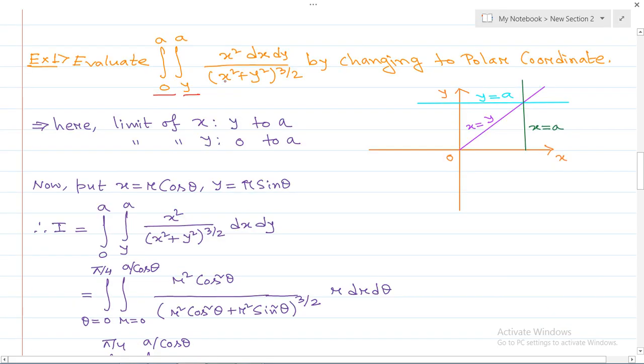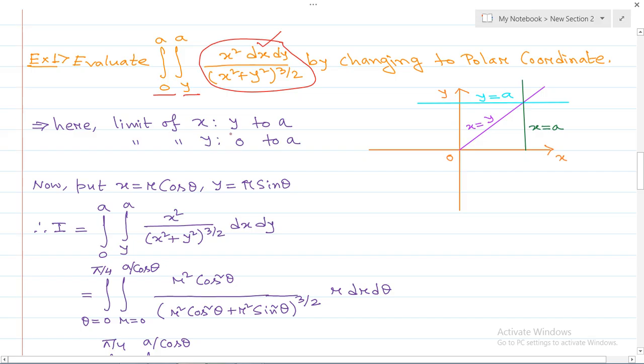Now let us come to the solution part of different types of problems. So first of all, the problem is given as: evaluate the integration from 0 to a, integration from y to a, of x square dx dy upon (x square plus y square) to the power 3 by 2, by changing into the polar coordinate system. Okay, so before we start the problem, first of all, based on this information, we have to locate the values of the limits for the variables. So here the first function is dx, and it is given y to a, so definitely it is a limit of x. Secondly, it is the limit of y.